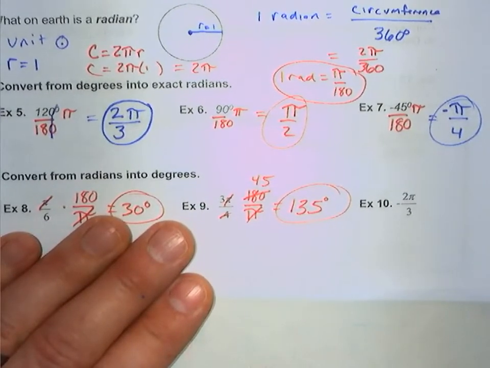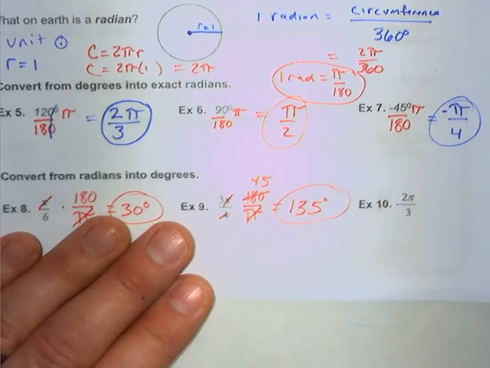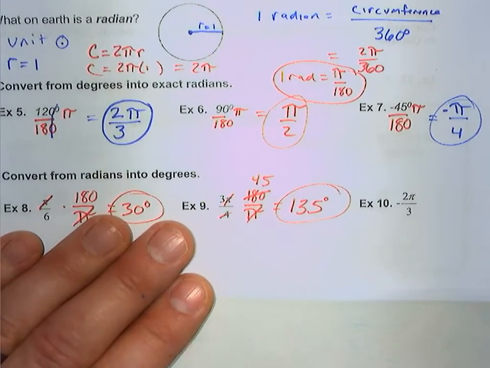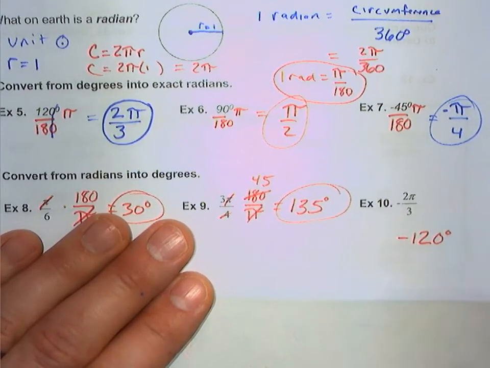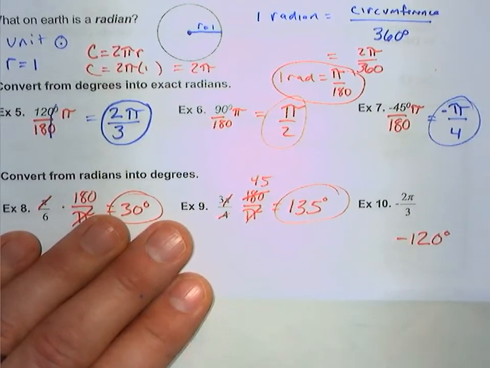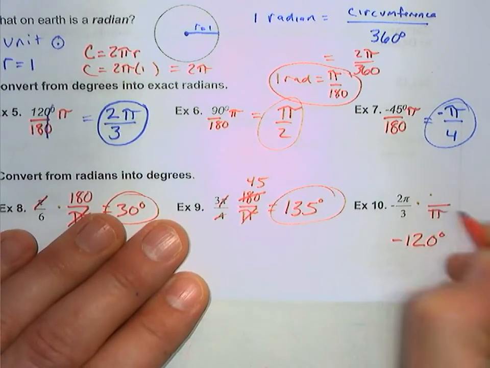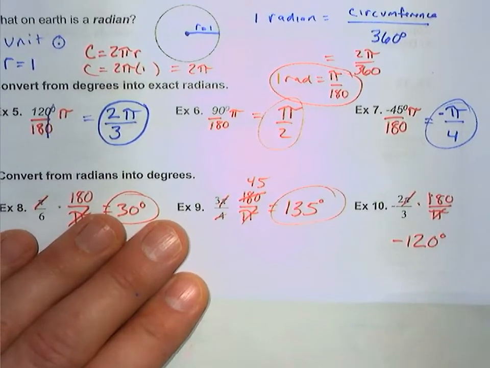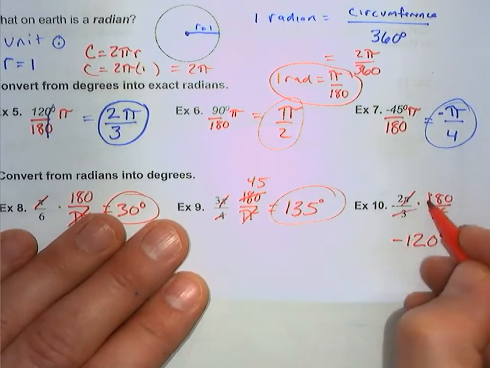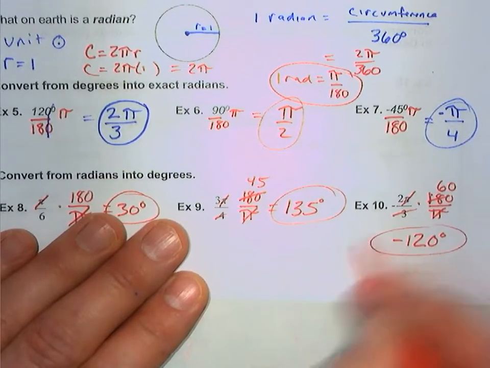Well, last but not least, I got negative 2 pi over 3. Well, we already did 2 pi over 3, right? What's 2 pi over 3? Okay, heard it, negative 120. How do you do that? Multiply, so the pi's cancel, and I get 180 on top. The pi's cancel. 180 divided by 3 is 60, and negative 2 times 60 is negative 120. Boom.